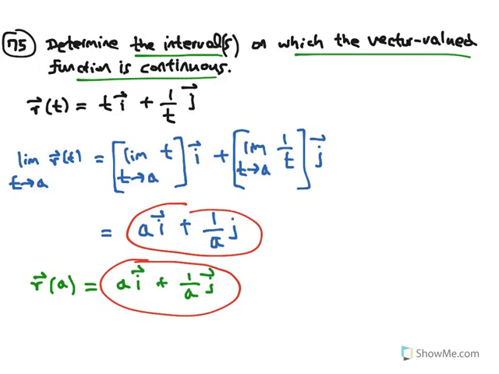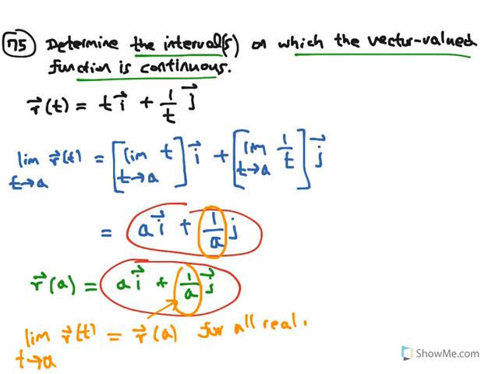When you compare the two, they are equal, but is there a value of a that will give us a problem? The answer is yes. When a is 0, the vertical component function will not be defined because you cannot divide by 0. But for all other values of a, we don't have a problem, and we will in fact have that the limit of the vector-valued function r of t as t approaches a will be equal to r of a for all real numbers a that are in the domain of the vector-valued function.